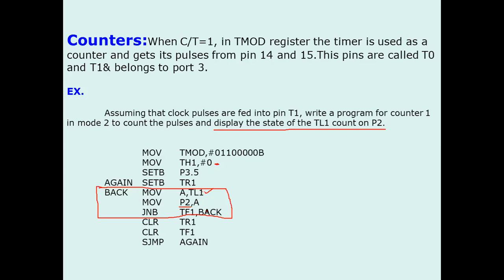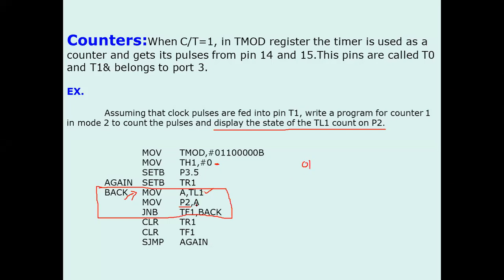Now, is TF1 set? No. So this condition is satisfied, and again it goes back to this one. By this time another pulse comes, then the TL1 value is increased, so that is 01.